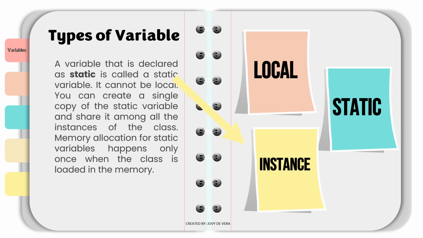The last one is static. A variable that is declared as static is called a static variable. It cannot be local. You can create a single copy of the static variable and share it among all the instances of the class. Memory allocation for static variables happens only once when the class is loaded in the memory.